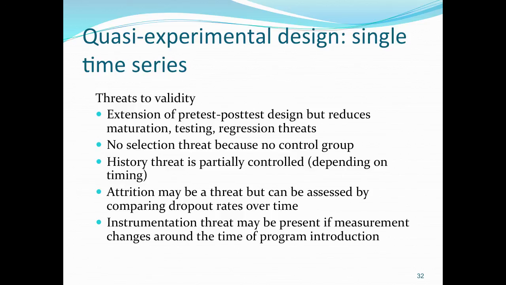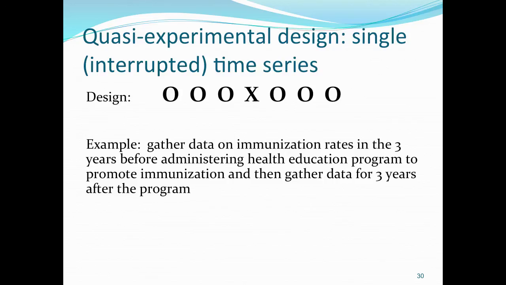much the tests matter. If in fact you are doing repeat surveys, you can see how much knowledge gain, for instance, there was between the first and the second wave. And similarly with regression threat. There's no selection threat here per se because there's no comparison group. History threat is partially controlled, and let's go back to the notation.